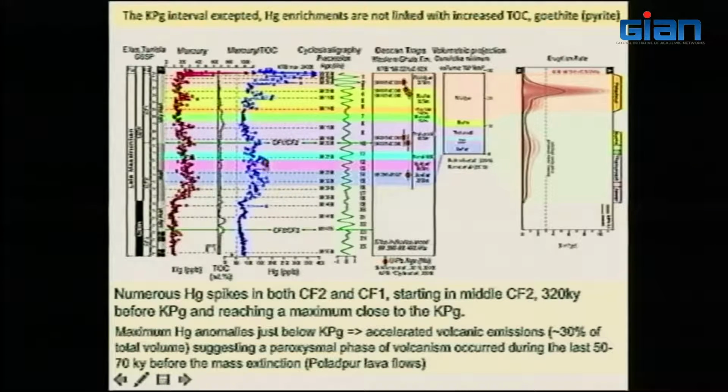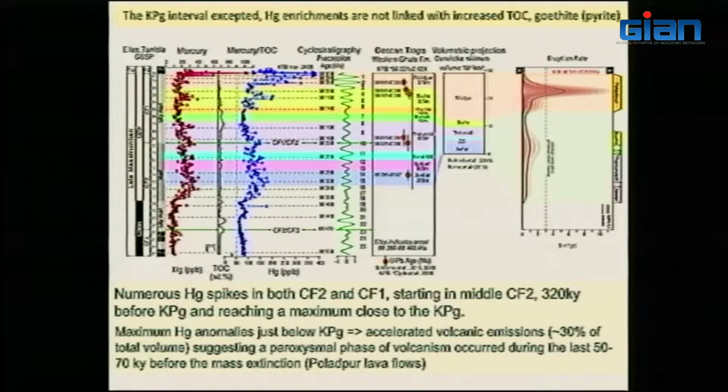And the most important thing here is the fact that this huge increase in both mercury and mercury normalized corresponds to the last 70,000 years, and to the huge Poladpur emission, as you can see here. So you have a maximum of anomalies just below the KPG, if not at the KPG, which means that you have an acceleration of volcanism emission, 3% of the total volume, which suggests really that you have a paroxysmic phase of volcanism due to Deccan very close to the KT boundary. And for me, it's almost impossible to separate what would be the effect of Deccan traps and the meteorite in this case, because it's almost, geologically speaking, at the same time, okay?